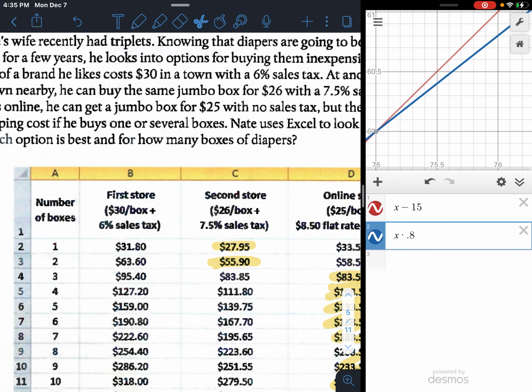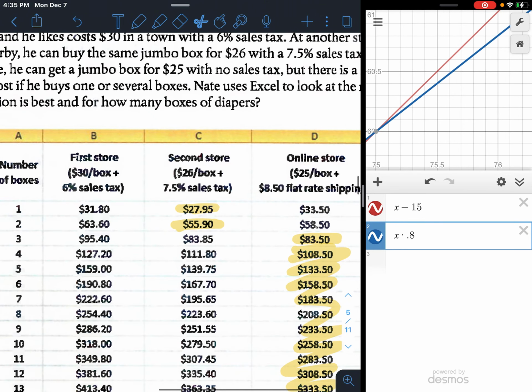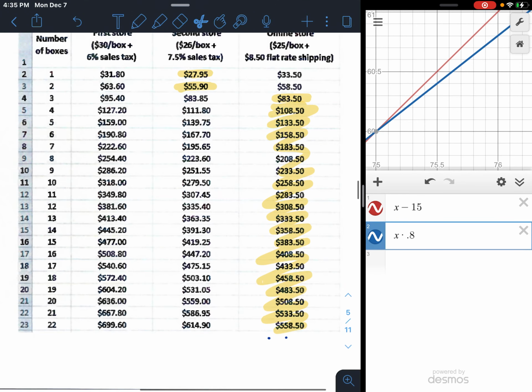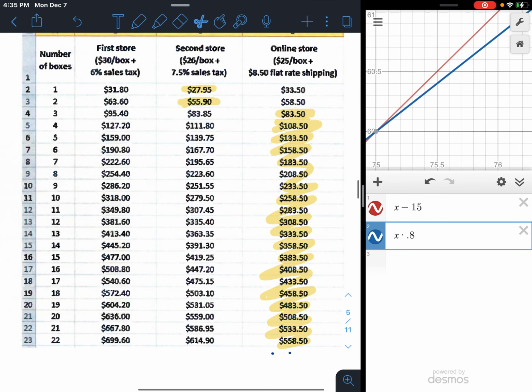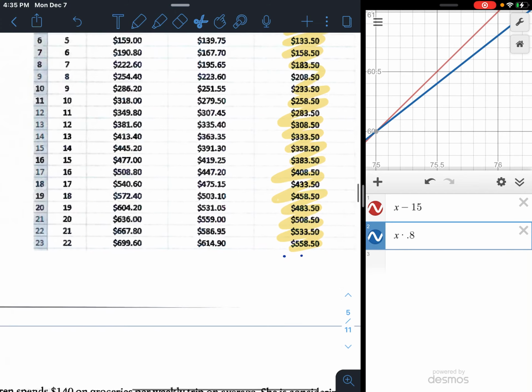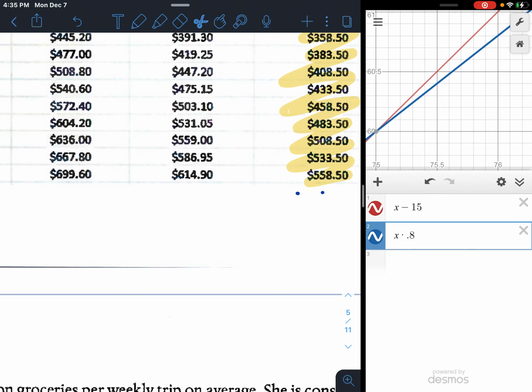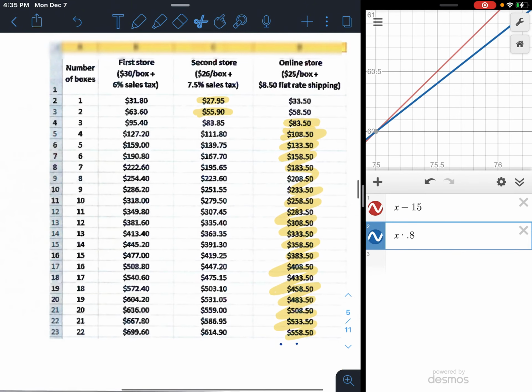For 2 boxes of diapers, again, the second store is the better deal. It has the least cost. Then for 3 through 22 boxes, the online store is going to be the cheapest option. At no point, unfortunately, is the first store going to be the better deal. When we get to 22 boxes of diapers, there's over $100 difference between the first store and the online store. So definitely not the best option there.